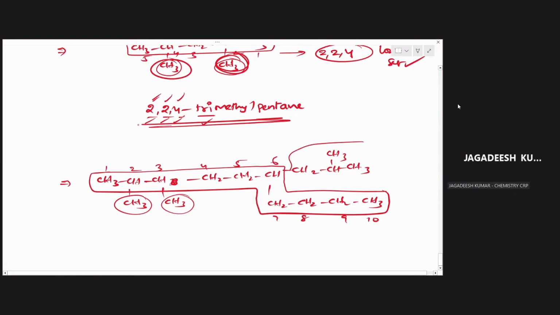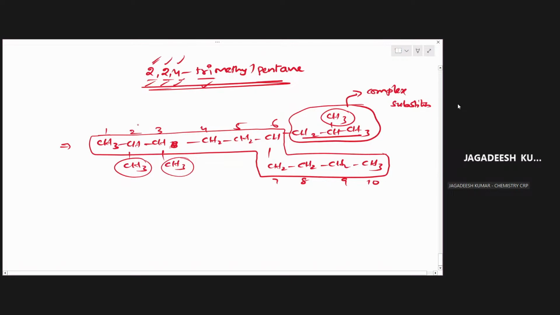And one more substituent is there. What is it? This is the big substituent connected with 6 carbons. This type of substituent is called a complex substituent. Why is it called complex here? Because internally there is again a chain and there is a branch again in the substituent. That's why it is called a complex substituent. If a complex substituent is present, then you should give the numbering again internally in the complex substituent, starting from the carbon atom connected to the 6th carbon. So from this, 1, 2, 3, you should give the numbering again.